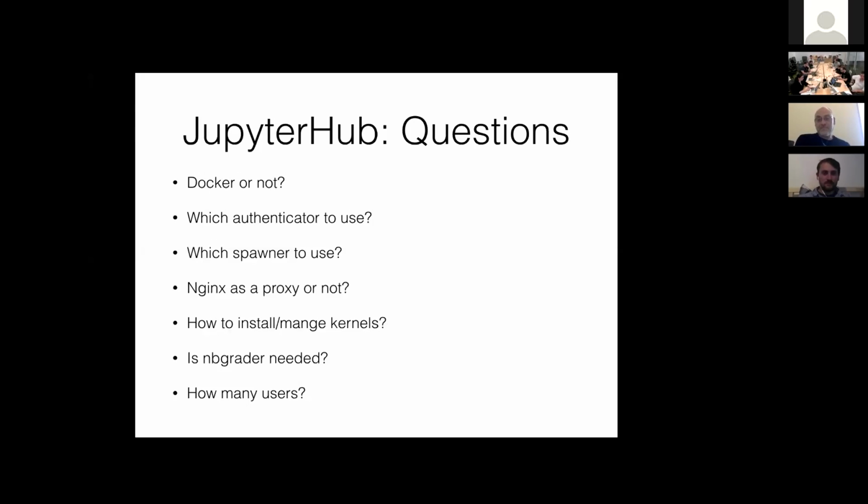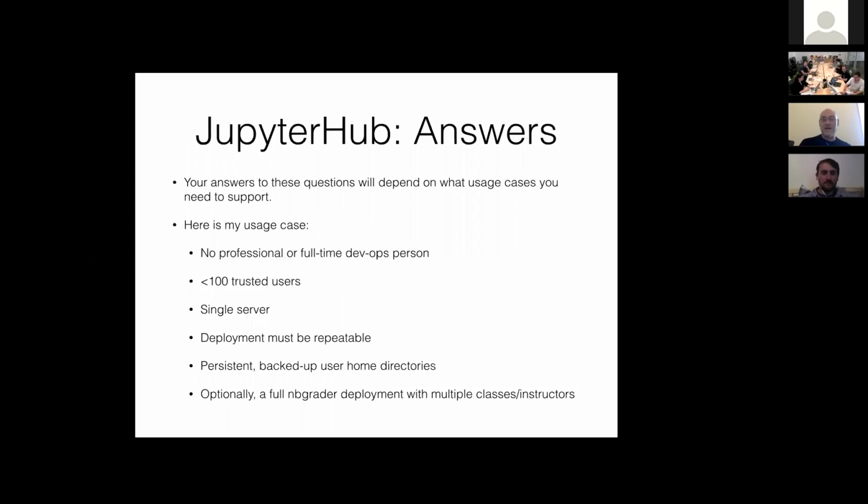This is, I think, where there's still a lot of unavoidable pain in deploying JupyterHub right now. There are all these questions, and the main point I want to make is that the answers to these questions will depend highly on what usage case you want to support. And my particular usage case has the following characteristics.